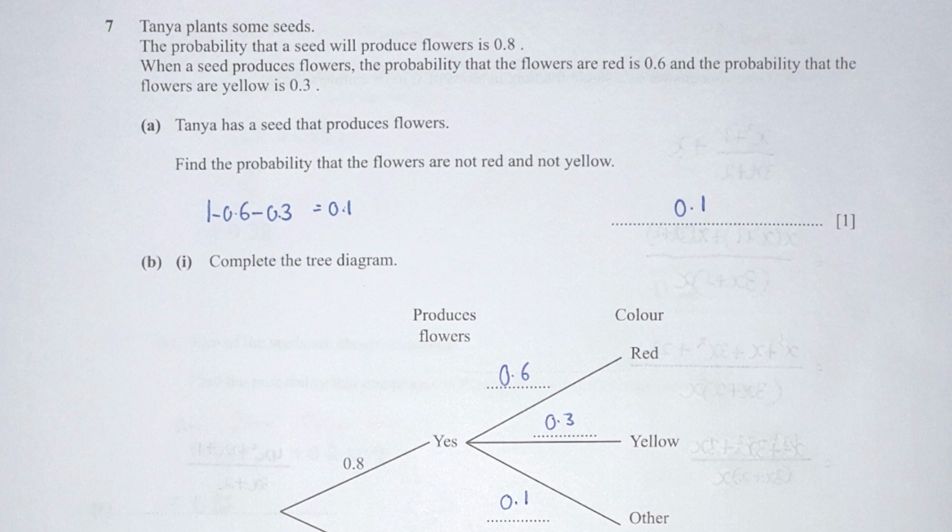Question 7. Find the probability that the flowers are not red or not yellow. So all you need to do is take the total probability of 1 minus 0.6 minus 0.3. You will get 0.1.